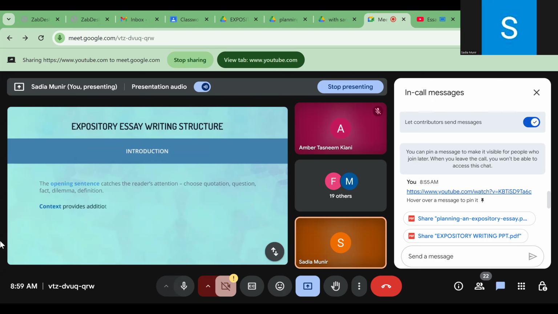Context. The topic in general may be misinterpreted by the reader, so you need to provide some additional information to set up the tone and to direct the thoughts of the readers. The thesis statement highlights your arguable position, which will be supported in the body part of the expository essay.